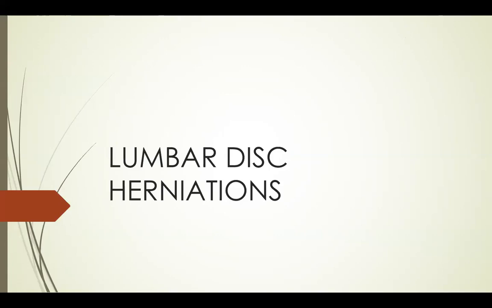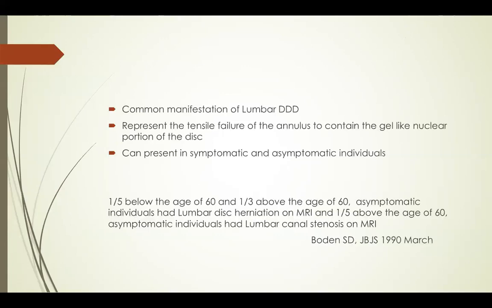So if we discuss first, it is lumbar disc herniation. It's the most common manifestation. And as you know, everybody knows that the disc has nucleus pulposus in the center and then the fibrous annulus fibrosus in the periphery, which is basically a tensile failure of the annulus, and the pulposus can come out.